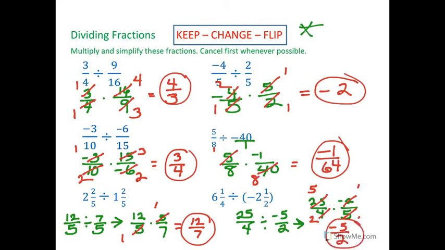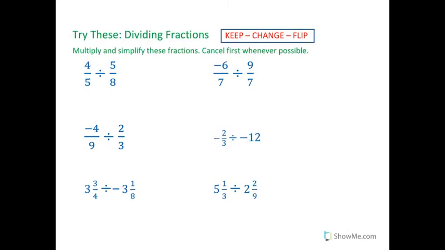All right, so now, again, try these, copy it down, see how you do, and then we'll compare answers. All right. Keep, change, flip, and there is no canceling, so I'm going to multiply across, and we're going to get 32/25.